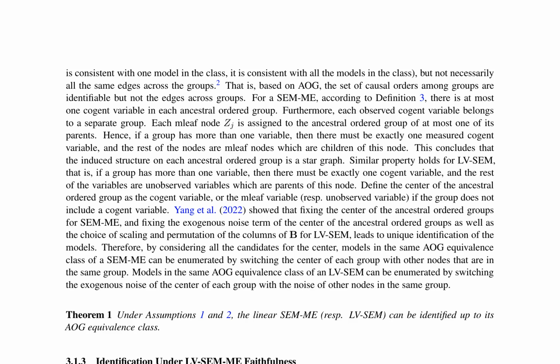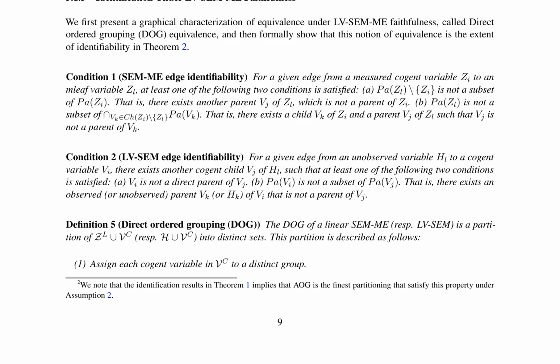In the context of structural equation models with measurement errors, SEMME, and latent variable structural equation models, LVSEM, the authors discuss the identifiability of these models up to their ancestral ordered group, AOG, equivalence class, and direct ordered grouping, DOG, equivalence class. For a SEMME, each ancestral ordered group has at most one cogent variable, and each observed cogent variable belongs to a separate group. The induced structure on each ancestral ordered group is a star graph.